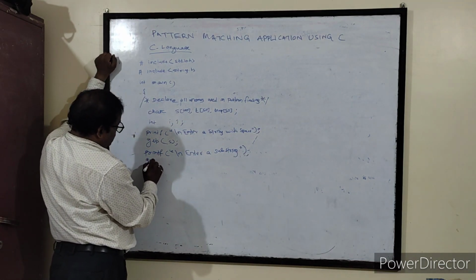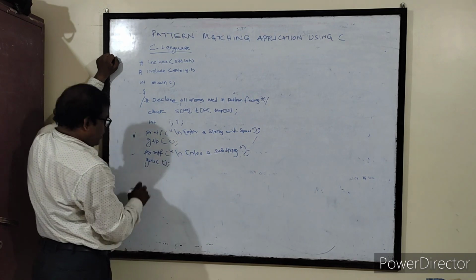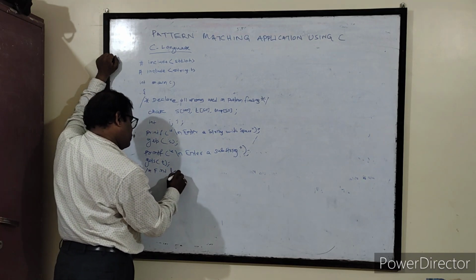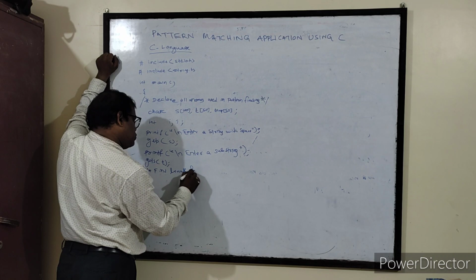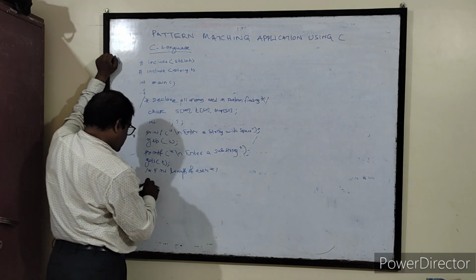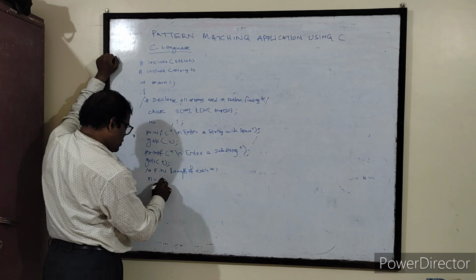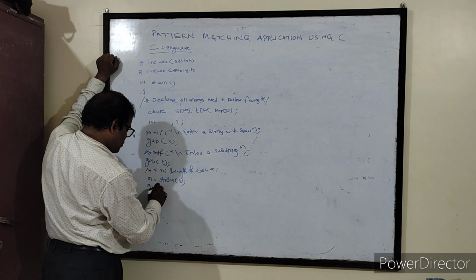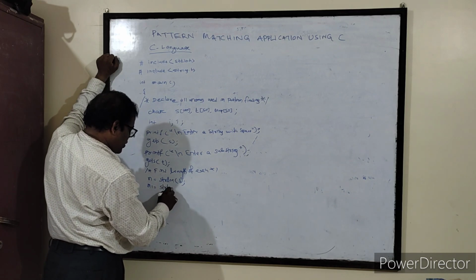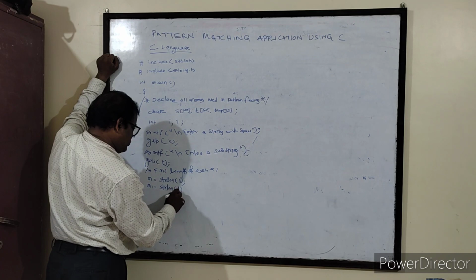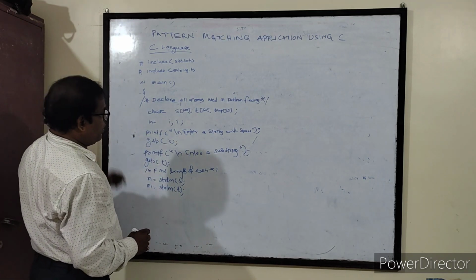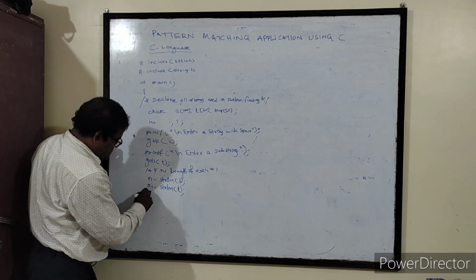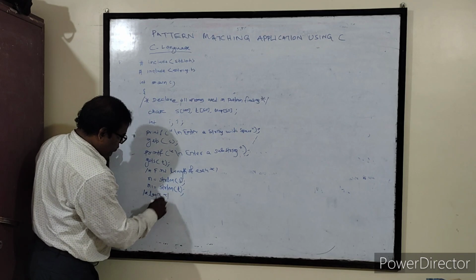So gets s, t, and find the length of each. What is the length here? n equal to strlen of s, and n1 is equal to strlen of t. After doing that, I am going to find the logic. This is the most important logic part. So what is the logic here?